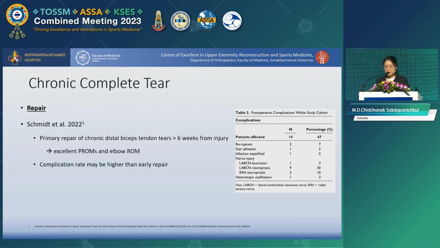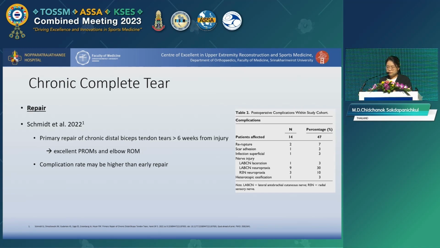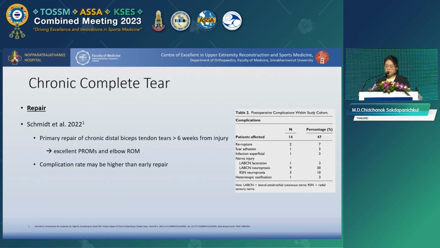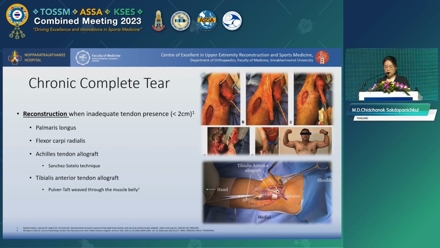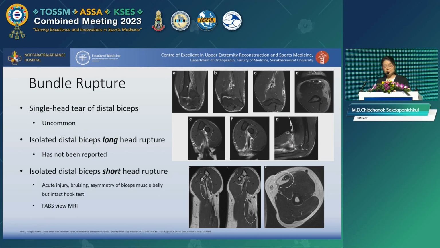What about chronic complete tear? There's a study of patients who got surgically treated at least 6 weeks after the injury without tendon graft. Even though half of them had complications, the results show excellent patient-reported outcome measures and elbow range of motion. Reconstruction is considered when the stump is less than 2 centimeters, and there are tendon grafts that can be used. What about isolated bundle rupture?